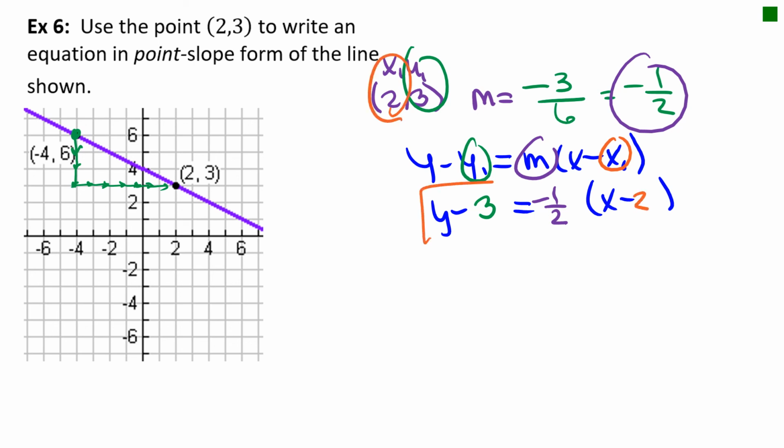Oh, it said to leave it in point slope. I wonder if it said that in the last slide. I don't know how to go back and look. You might have wanted to leave it in point slope on the last slide. I don't know. Maybe I messed up. Go back and look for me, okay?